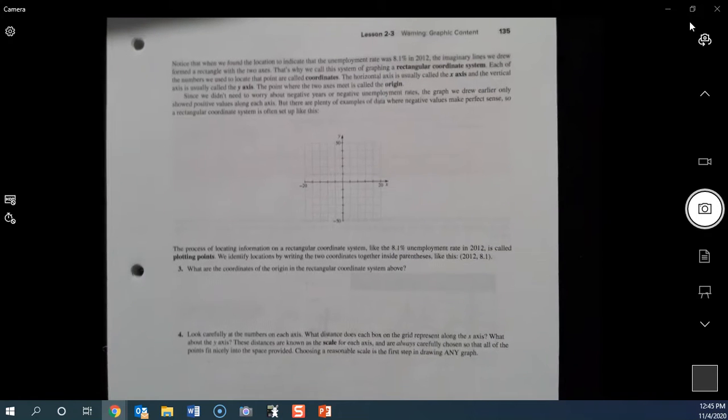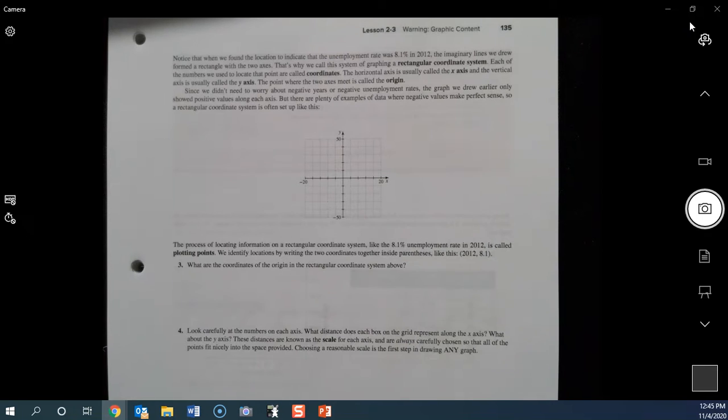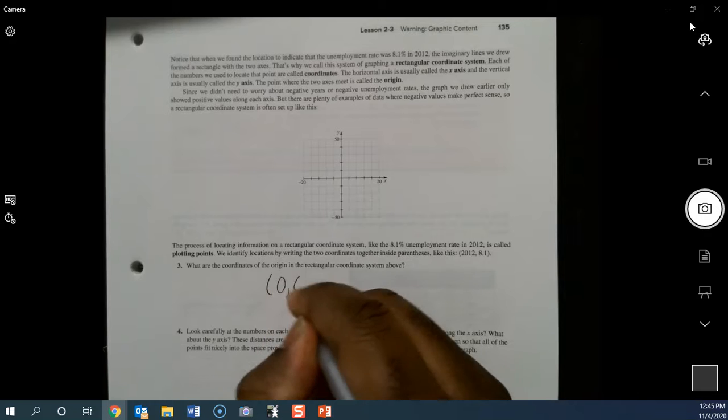Okay, now, the process of locating information on a rectangular coordinate system, like the 8.1% unemployment rate in 2012, is called plotting points. We identify locations by writing the two coordinates together inside parentheses like this. We had 2012 and 8.1. What are the coordinates of the origin in a rectangular coordinate system above? The origin is always 0, 0. X is 0 and Y is 0.